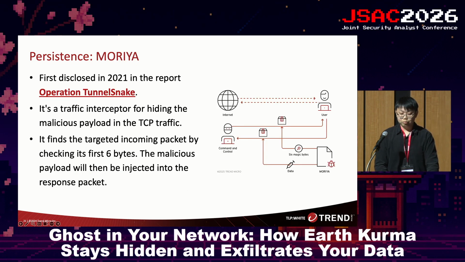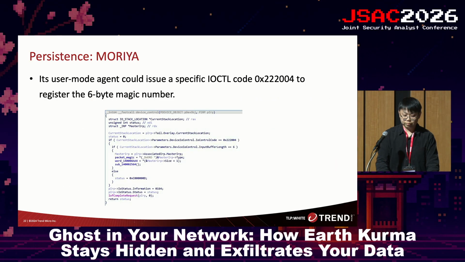For the second rootkit, Moria, it was first disclosed in 2021 in the report Operation Tunnel Snake. It's a traffic interceptor for hiding the malicious payload in the TCP traffic. So it works like the right image. It finds the targeted incoming packet by checking its first 6 bytes. The malicious payload will then be injected into the response packet. And also, its user-mode agent could issue a specific IOCTL code, like 222004, to register the 6-byte magic number.